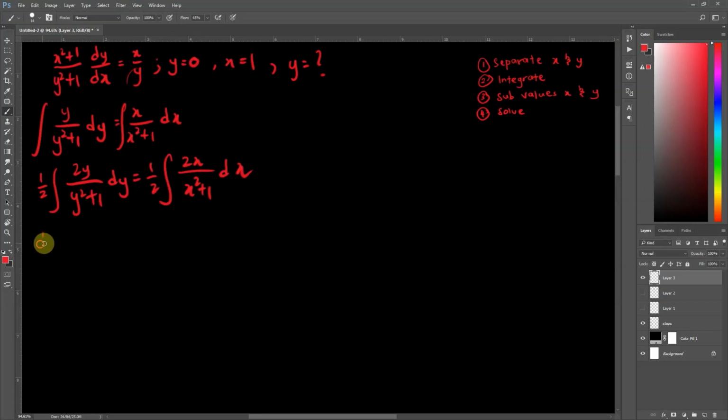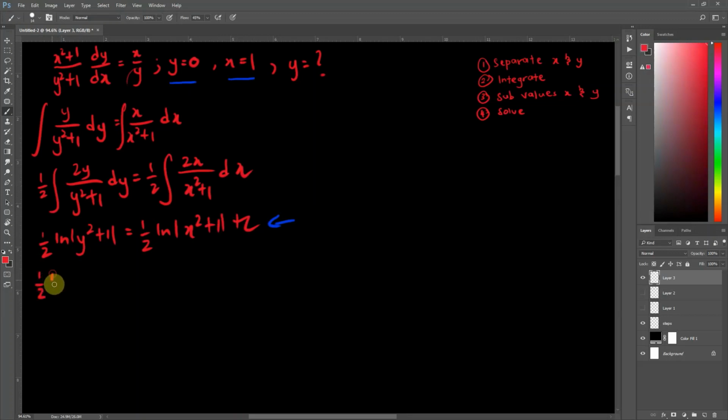So the answer to this one is half ln of y squared plus 1 equals half ln of x squared plus 1 plus c. Okay, once we get to this part, what we will do next is sub in y is 0 and x is 1. So we sub in.